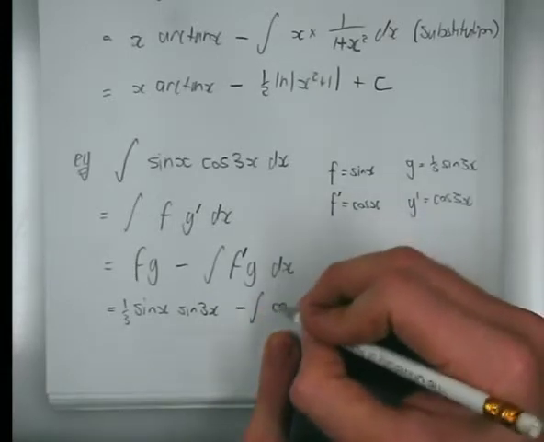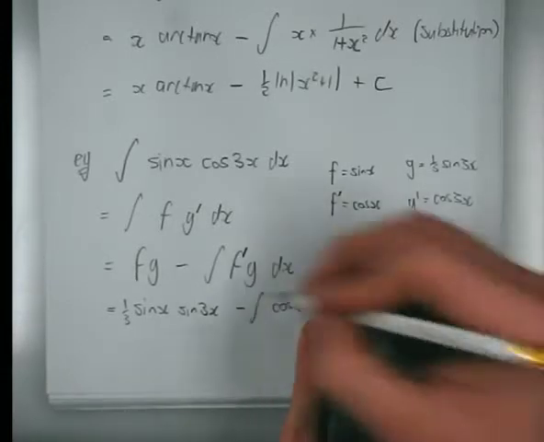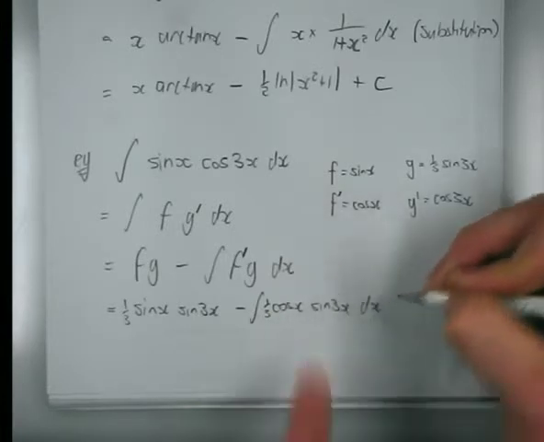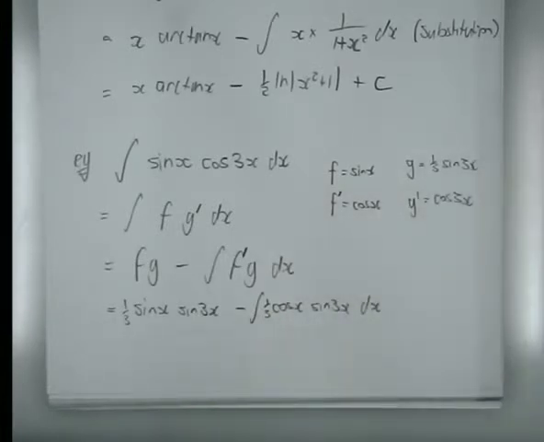F dashed is cos x, and G is still a third of sine 3x. My issue is, I still can't do it. I still can't use substitution. Okay, so by parts again then.